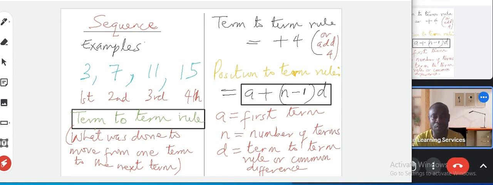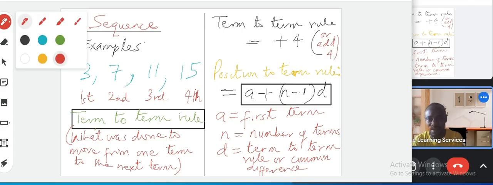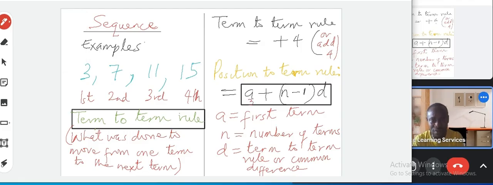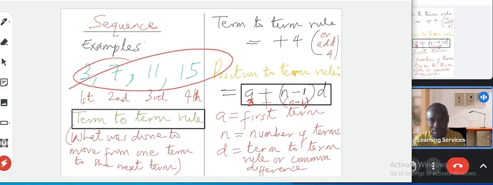What for instance, this particular example we're looking at, what's the first term? 3. Okay, so I will just zoom in and put those values. The first term is 3 plus, you open a bracket, n minus 1, then times, what's the term to term rule? What's done to move from one term to the next term? What's the term to term rule for this example we're looking at now?